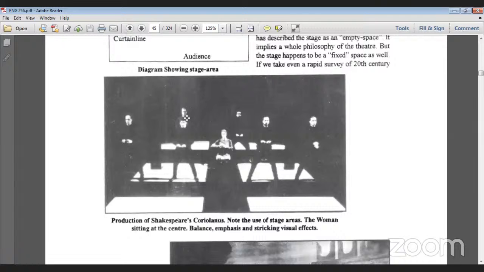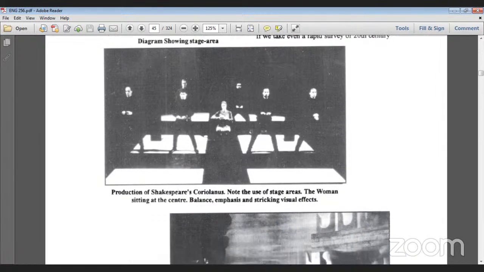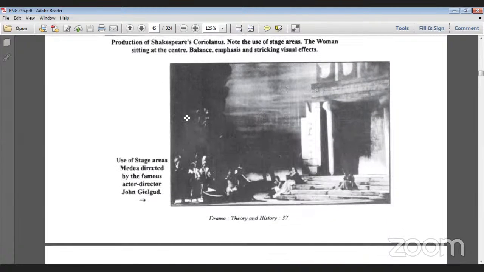During the production of Shakespearean plays, note the use of the stage areas. The woman sitting at the center gives balance, emphasis, and striking visual effect. Use of the stage areas, directed by the famous actor-director John Gielgud.